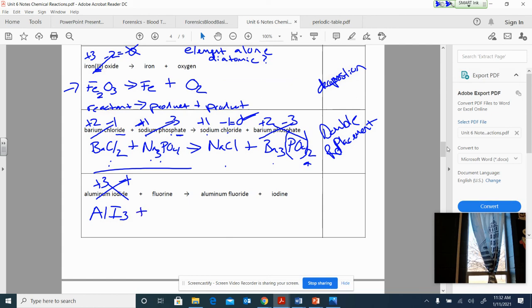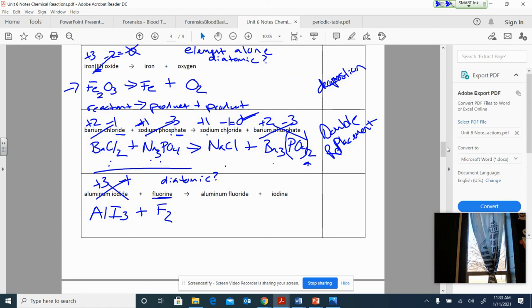Aluminum iodide is going to be reacted with fluorine. Fluorine is an element by itself, so I just write it. But anytime you have an element by itself, you have to ask yourself the question, is it diatomic? So I look at my diatomic list. Fluorine is. Fluorine is a diatomic element, so it needs a 2. If you didn't put it, it would be wrong. So every time you see an element by itself, you have to check your diatomic list. There are 7 diatomic elements, and a lot of times they're the ones that you're dealing with.